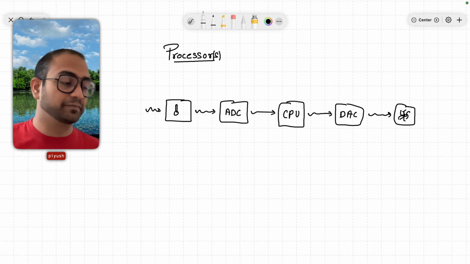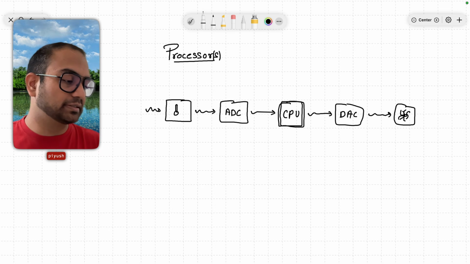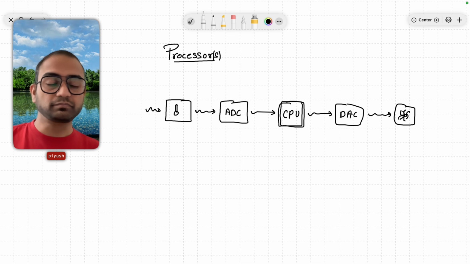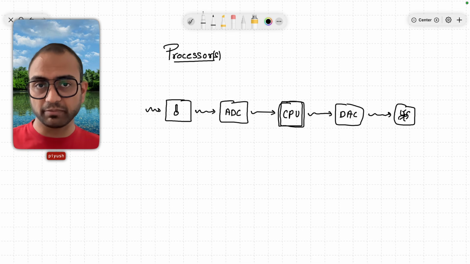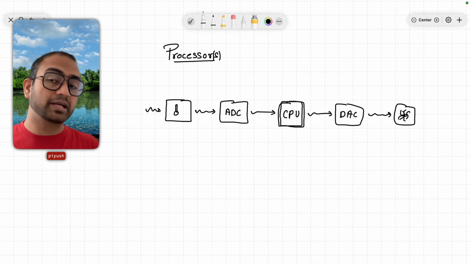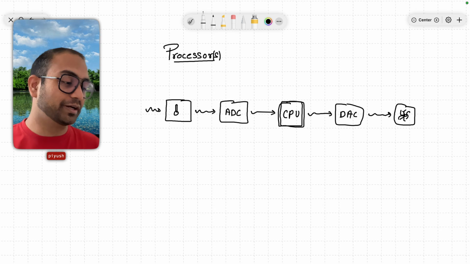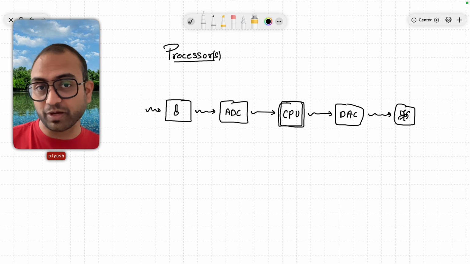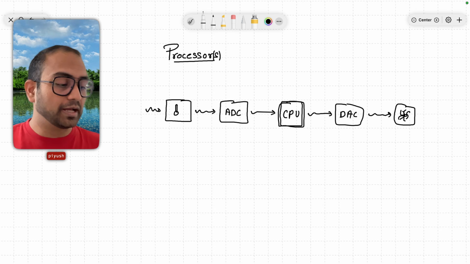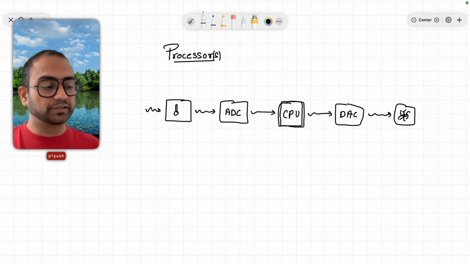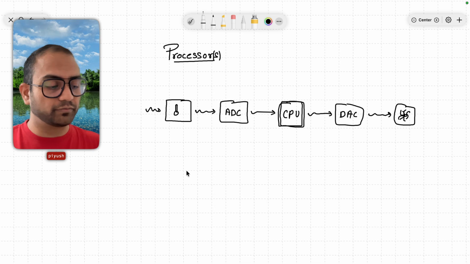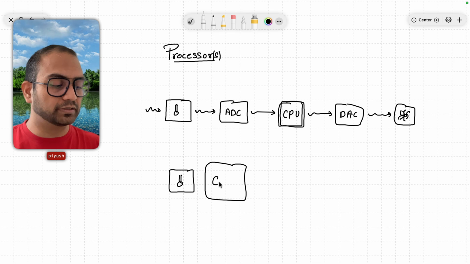Okay, so what is this CPU? Why do we need it? How did it come about? Back in time, decades ago, when CPUs were not too cheap, the way electronic circuits were made was we had the sensor, then we had the circuit directly, and then we had the actuator.